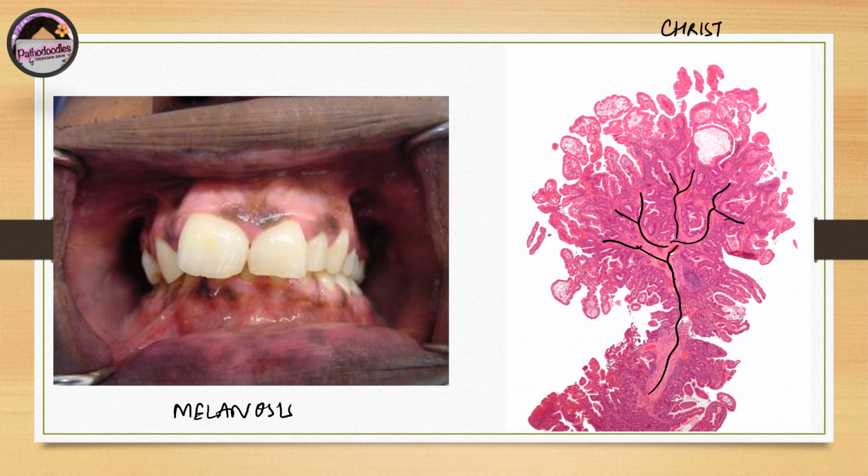So this is called a Christmas tree, or as Dr. Diksha calls it, broccoli appearance. Okay, please don't quote me anywhere. It just looks like it, you have to admit.